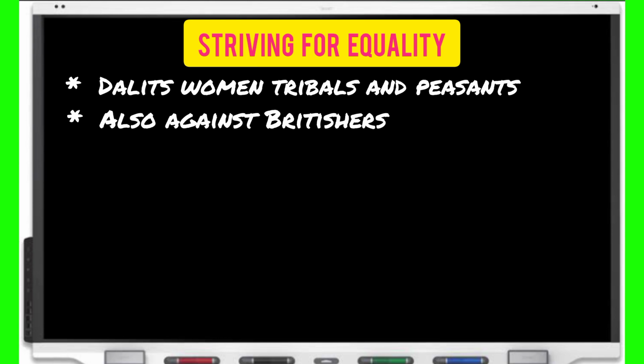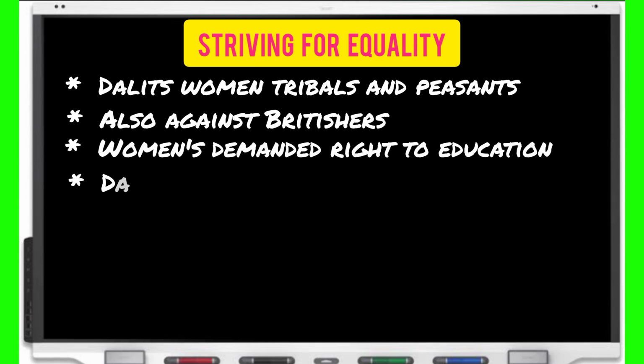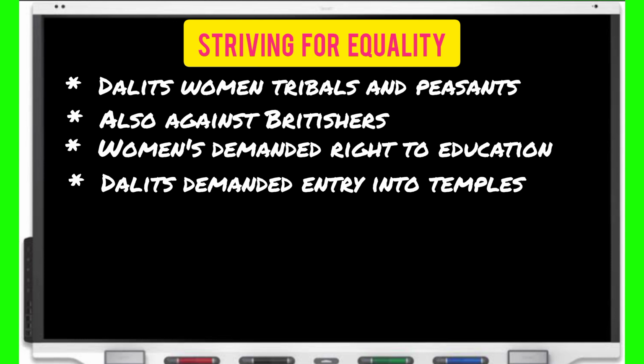peasants. Women were working for the right to education. Dalits were demanding the right to temple entry, and a Dalit child was not allowed to sit with an upper caste child in the same classroom. So these kinds of episodes occurred. Now B.R. Ambedkar, Bheemrao Ambedkar, was the first person in the Mahar community to receive college education, and later went to England, London, for higher education and pursued a law degree.